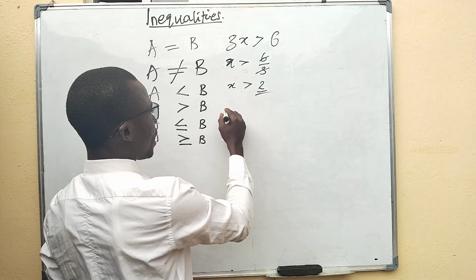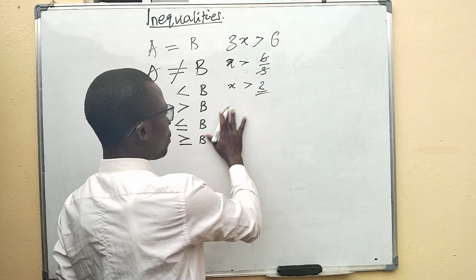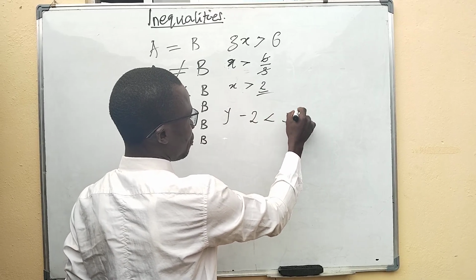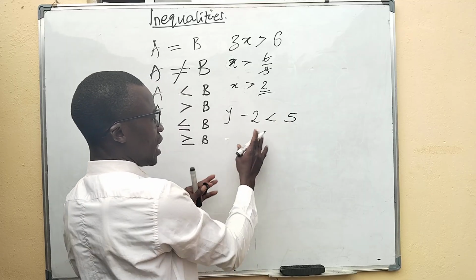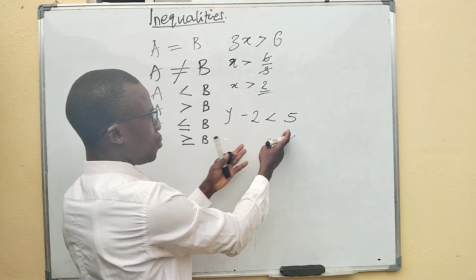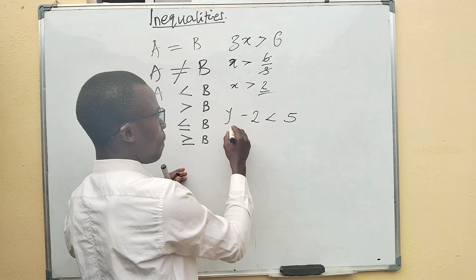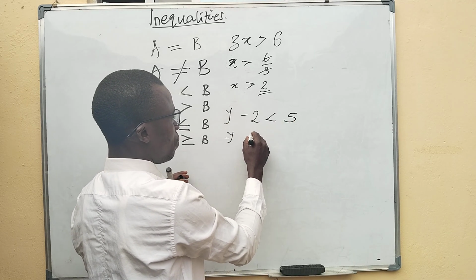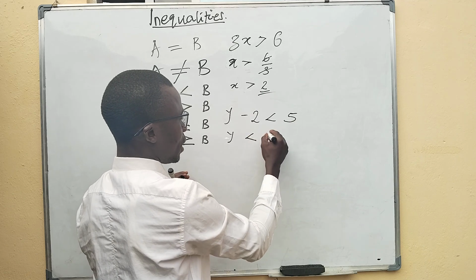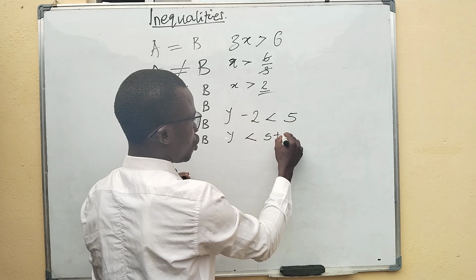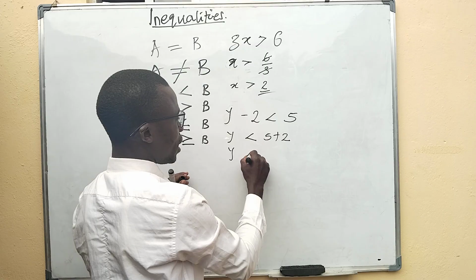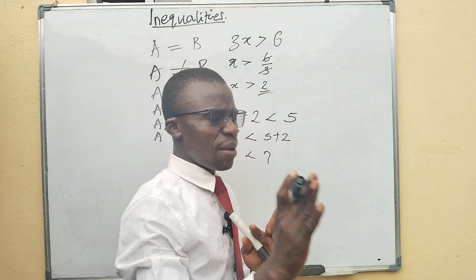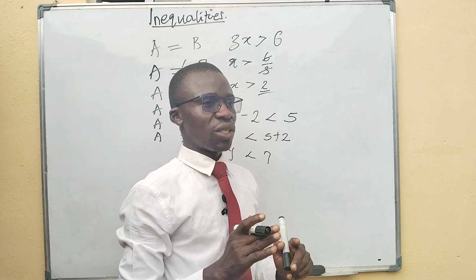Good. If I have another example, let me say y minus 2 is less than 5. This is an inequality sign, so what do we do? Okay, y minus 2 is equal to 5, which means y will be less than 5 plus 2. So y is less than 7. This is a simple example I want us to start with.